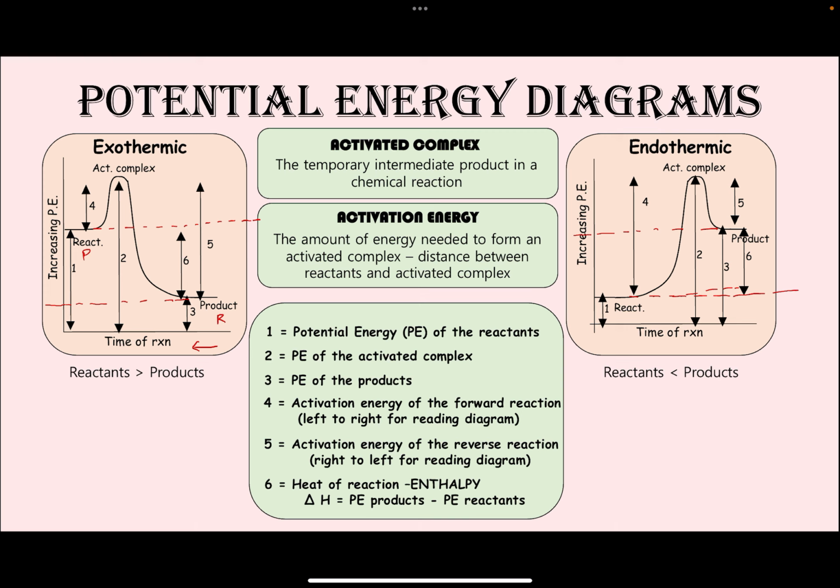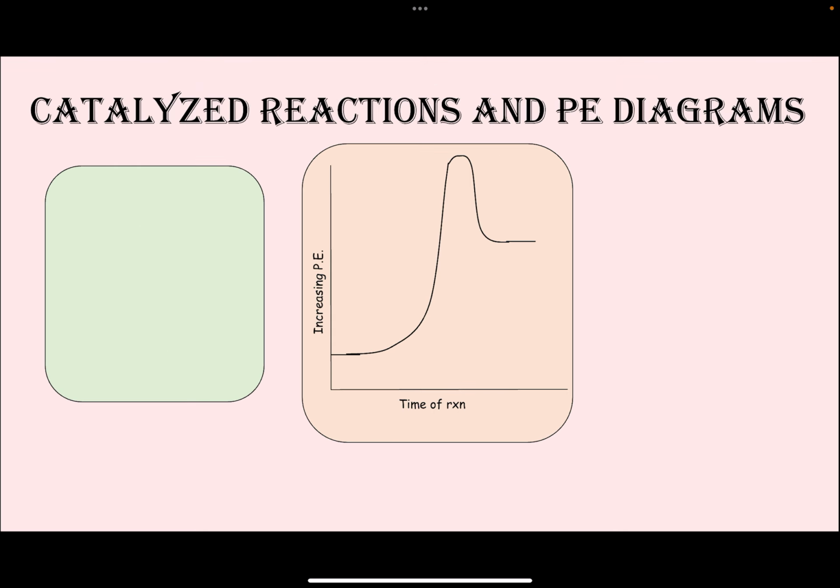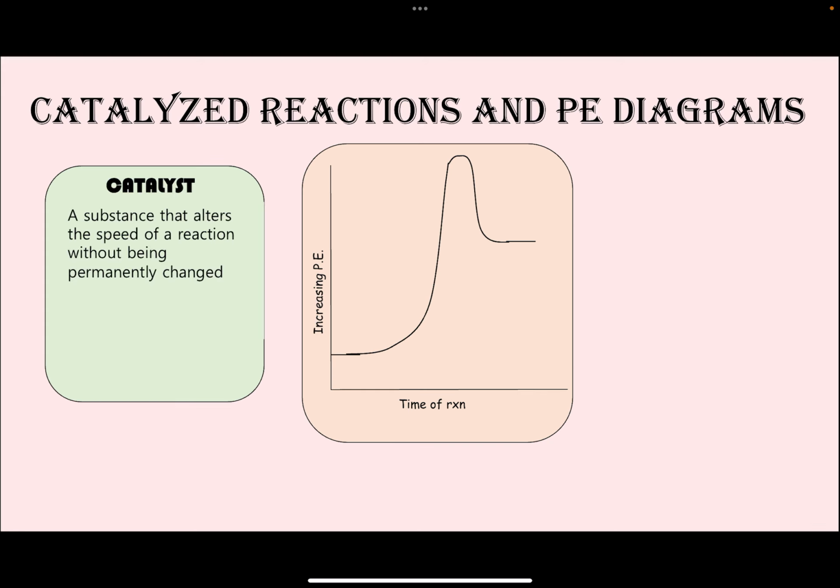Alrighty, so these are our potential energy diagrams. Let's do some more fun stuff with them. What if I ask you to draw the potential energy diagram of a catalyzed reaction? Right now, what we have on our screen is just a regular reaction. Remember, a catalyst is something that speeds up the reaction, and the way it does that is by lowering the activation energy. That creates an alternate reaction path.